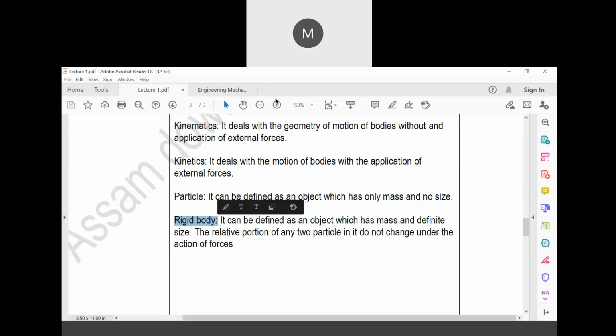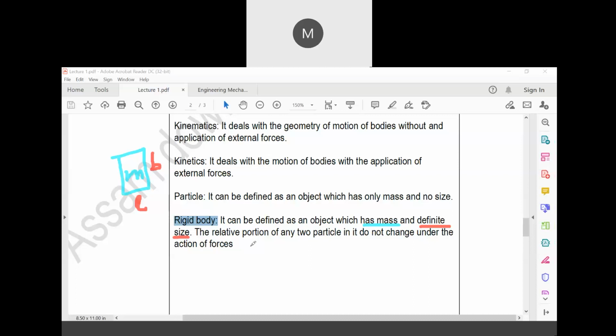So rigid body means what? Again, you just draw this object. Suppose it has a mass m. So it has a certain amount of mass. And suppose it has length L and breadth B. That means it has some definite size and dimensions. Yes or no? It has some definite size.